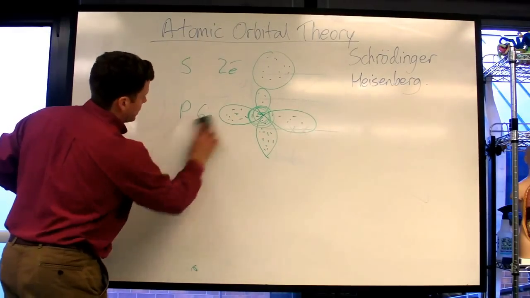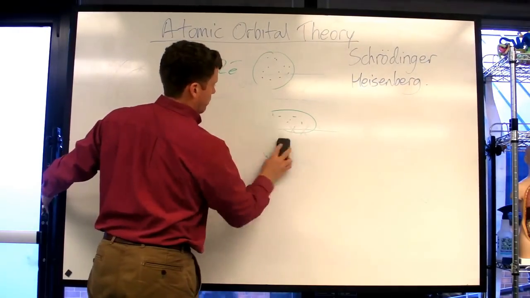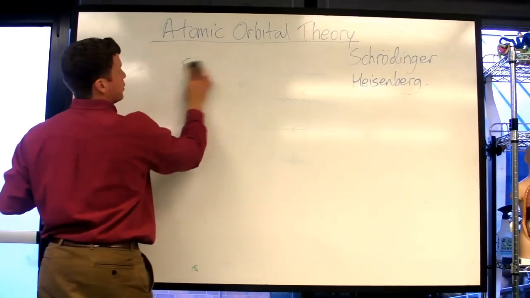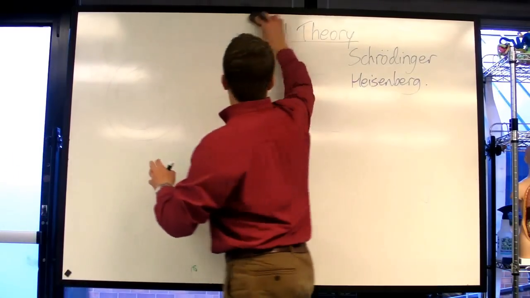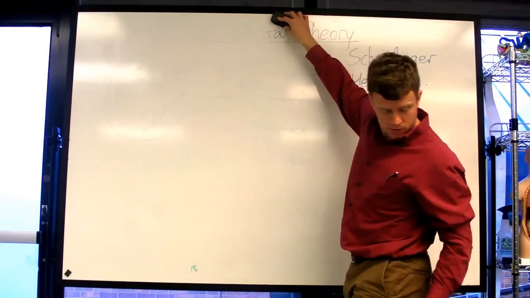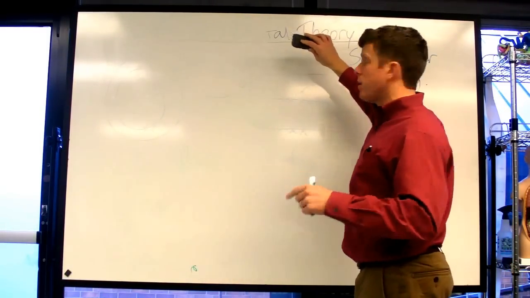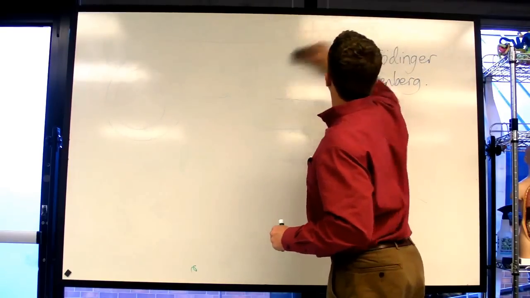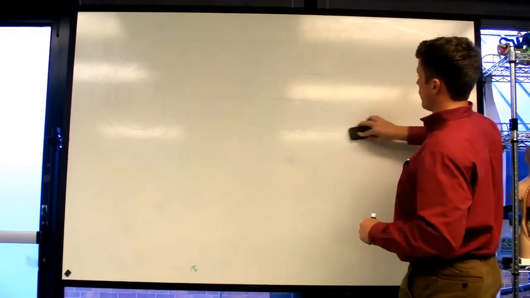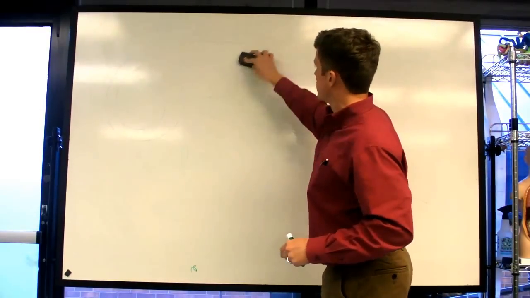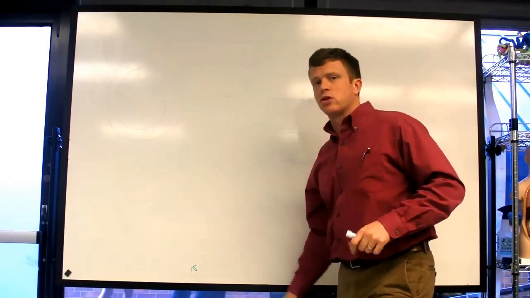So what we're going to do now is look at a periodic table, and we'll relate some things that we already know about the periodic table to this idea of orbital theory. And the nice thing about the periodic table is it does give us some major clues.